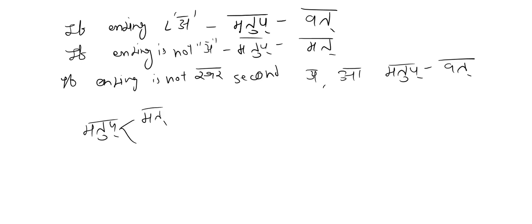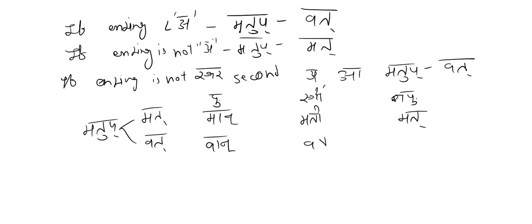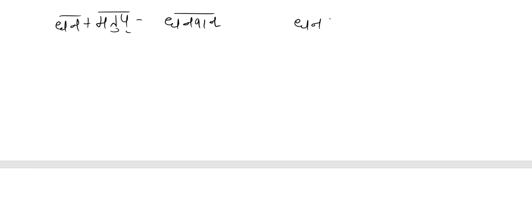Which are mat and vat. In the pullinga we write man, in the strilinga mati, and in the napunsakalinga mat. Here also the same: van, vati and vat. Some examples we will see: the word dhan plus matup will be dhanvan, dhanvati and dhanvat.